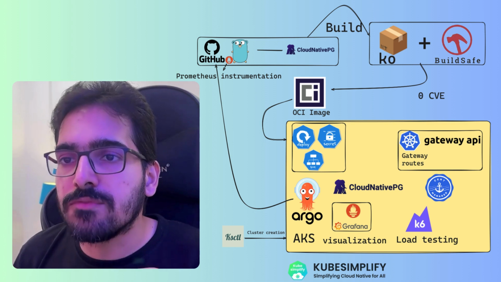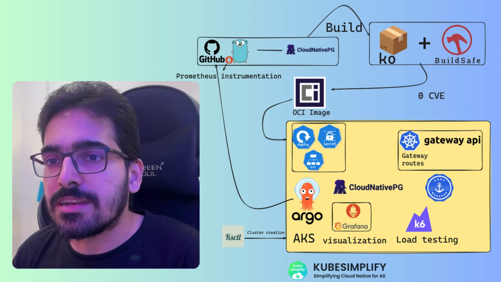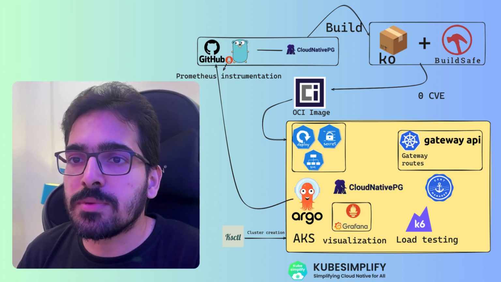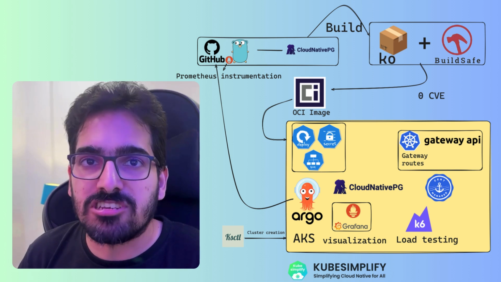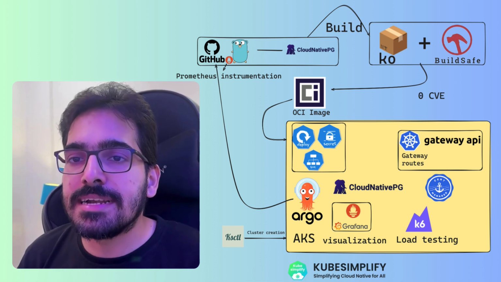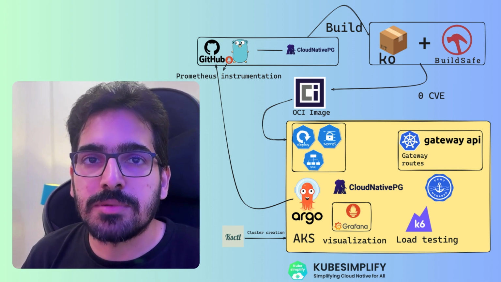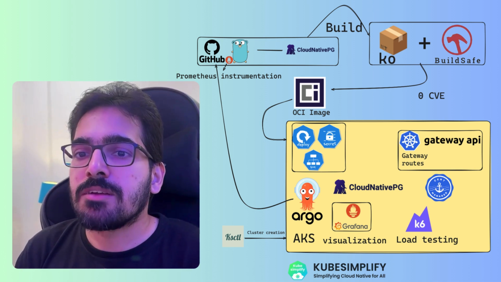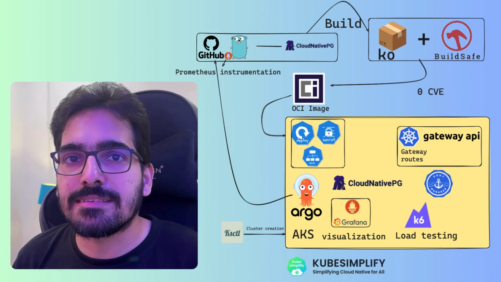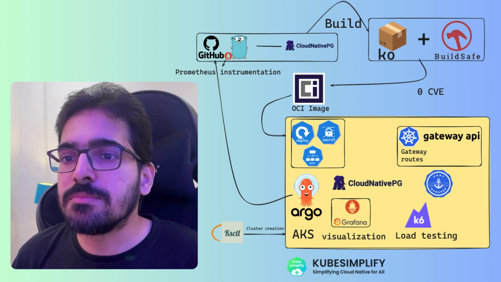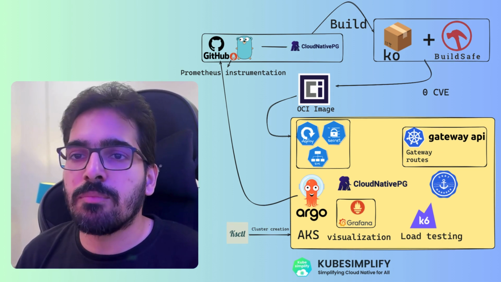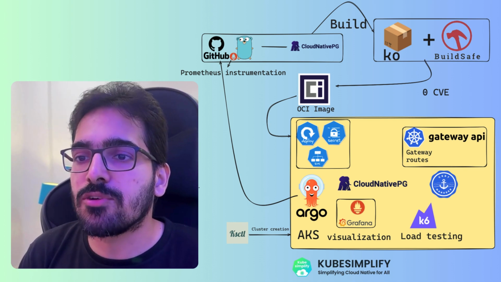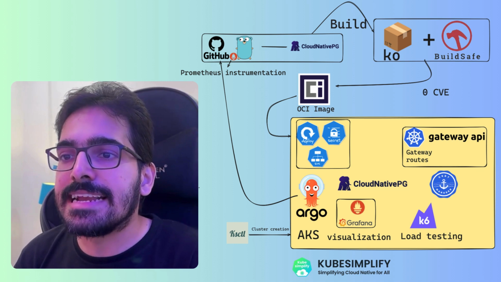The GoLang code will be able to connect to a Postgres database, and we will be deploying the Postgres database onto the Kubernetes cluster using CloudNativePG. We'll also be instrumenting the GoLang application using the Prometheus SDK. Now, when we deploy the application, we'll be creating the cluster using a tool called Ksctl, which will be an AKS cluster. And then we'll be deploying some of the components in order to get the application ready, because we want HTTPS. So for that, we'll be using Cert Manager and Gateway API.